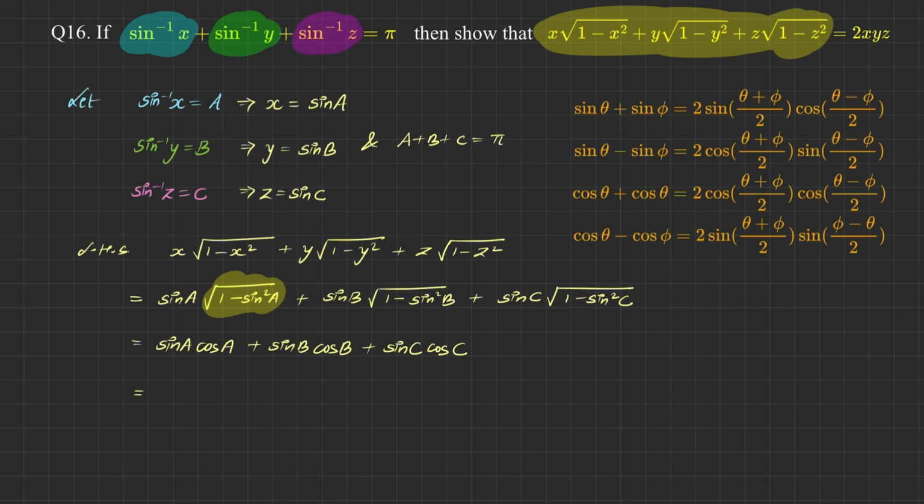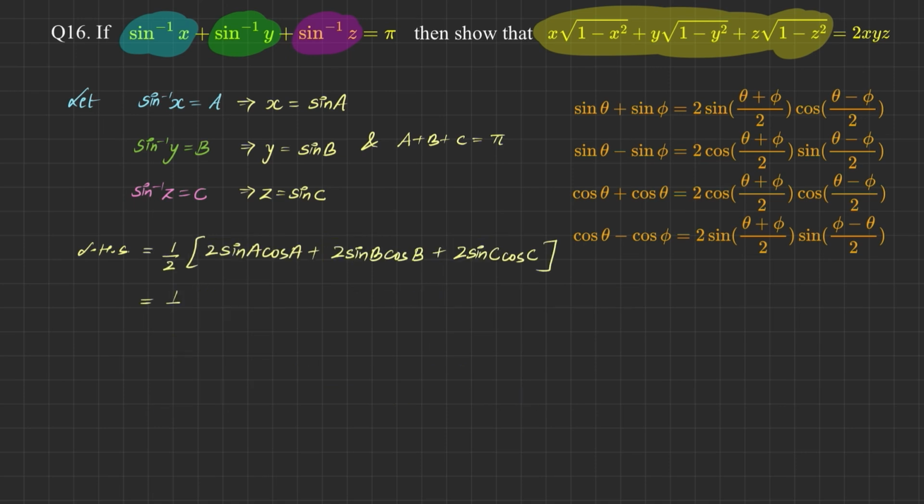So let us multiply and divide by 2. So it will be then 1 by 2, 2 sine a cos a plus 2 sine b cos b plus 2 sine c cos c. So this will be equal to 1 by 2, 2 sine a cos a. This is in the form of sine 2 theta. So it is sine 2a. Similarly, this will be sine 2b plus, let me write this term as it is, 2 sine c cos c.